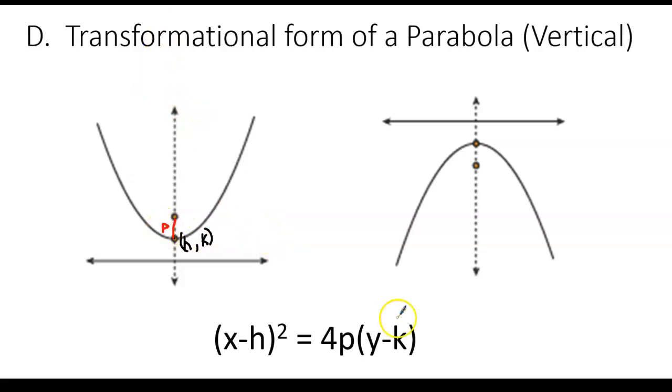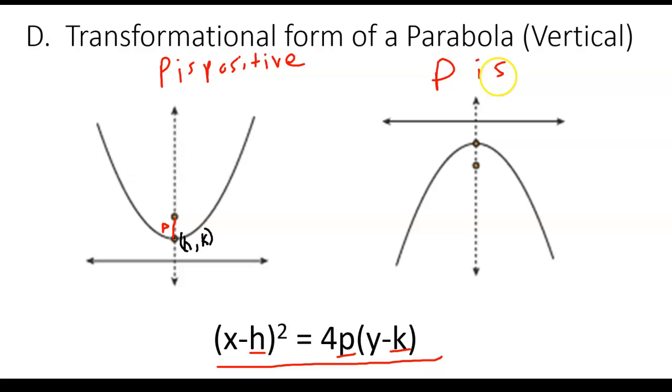Now, all that being said, we can put these things in a formula like this down here. The h goes here, the k goes here, and the p goes here. Now, if p is positive, then we have a parabola that opens in an upward direction. But if p is negative, then we have our parabola opening in a downward direction.